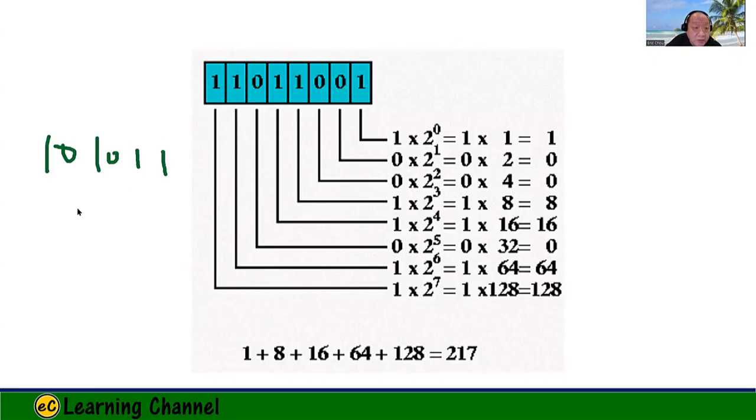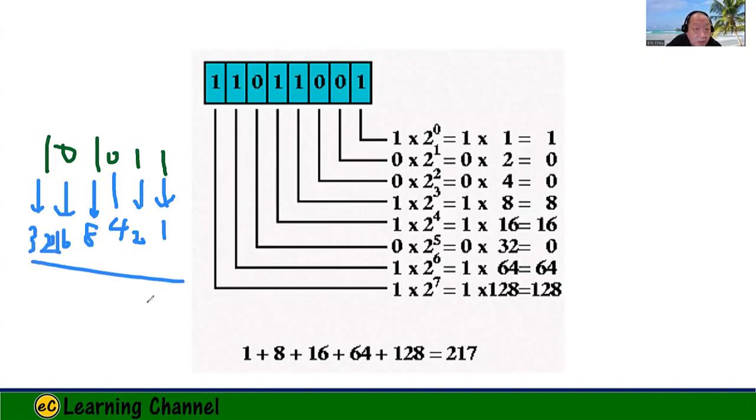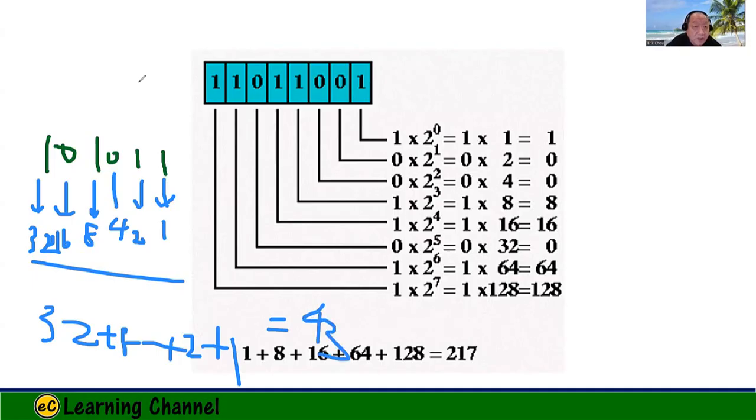From binary to decimal, you got 101011. You want to convert it back to decimal, so this one weight is 1, this one weight is 2, this one weight is 4, this one weight is 8, this one weight is 16, this one weight is 32. So you end up with 32 plus 8 plus 2 plus 1. And that will give you 43. Is that okay so far? Okay, now you try this one.